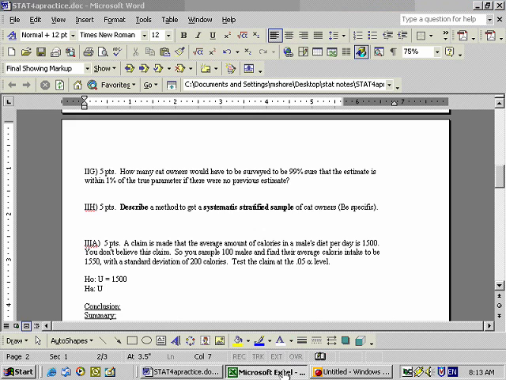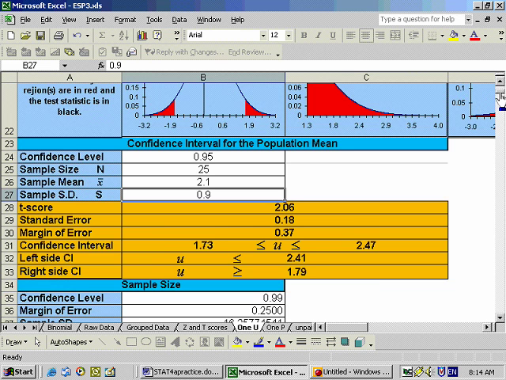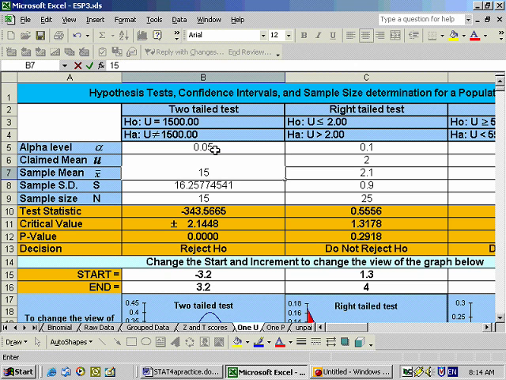So what we'll do here is go back to the 1 mu sheet, since it's dealing with averages, and let's go up to the top, and this is a two-tailed test. So what we'll need to do is put our information in here, and the alpha level on this particular problem was, I believe, 0.05. We can double check that in a second. The mu claim mean was 1,500. The X bar was 1,550, and the standard deviation was 200.